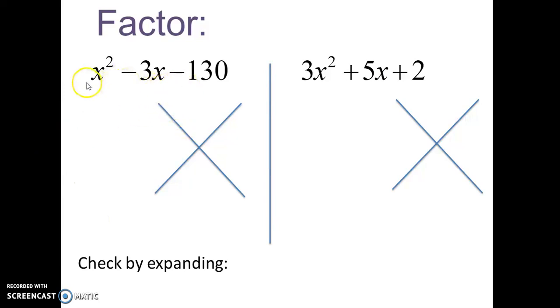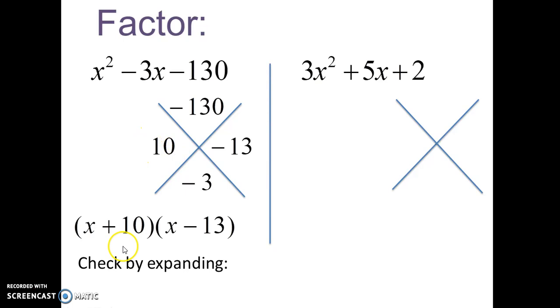This one, a times c. A is 1, c is negative 130, so a times c is negative 130. In the bottom we put negative 3, the b value. Then we think of two numbers that multiply to this but add to this. Those two numbers are 10 and negative 13, because 10 times negative 13 makes negative 130, and 10 plus negative 13 makes negative 3. So this must factor into x plus 10 and x minus 13.